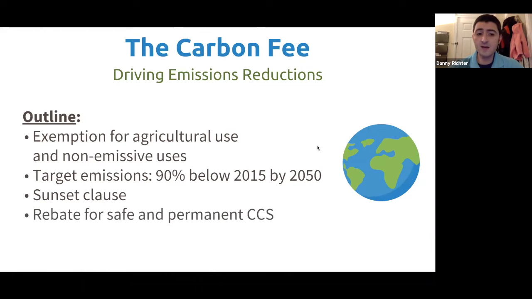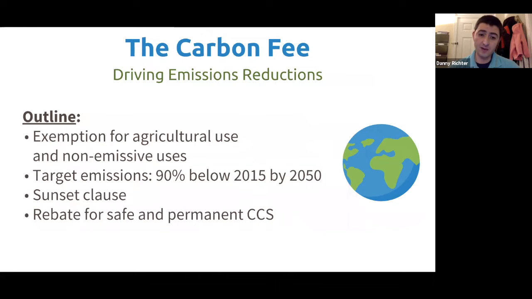There is a rebate for safe and permanent carbon capture and sequestration from covered fuels. So if you are burning a fuel that was subject to the fee, and you can safely and permanently sequester that carbon dioxide, then you can get a rebate for the CO2, which is likely to stay underground. And that's what that is.